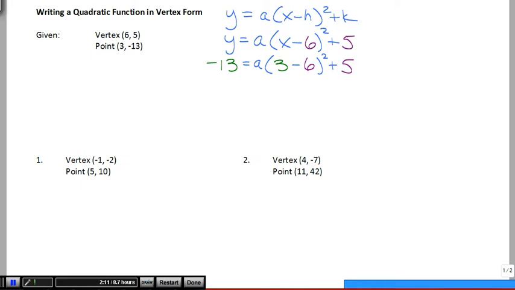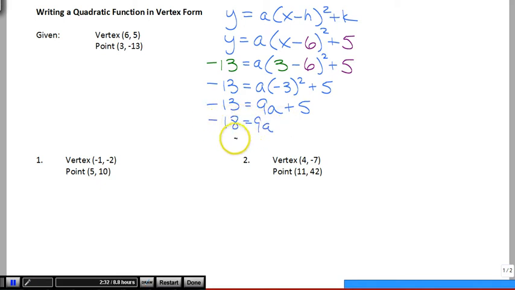So all you're going to do here is we have negative 13 is equal to a times (negative 3) squared plus 5. Solve for a. Negative 3 squared is 9. So we have negative 13 is equal to 9a plus 5. Subtract 5 from both sides. That's going to give us negative 18 is equal to 9a. So we know a is equal to negative 2. So all of that work was to find that a was equal to negative 2.